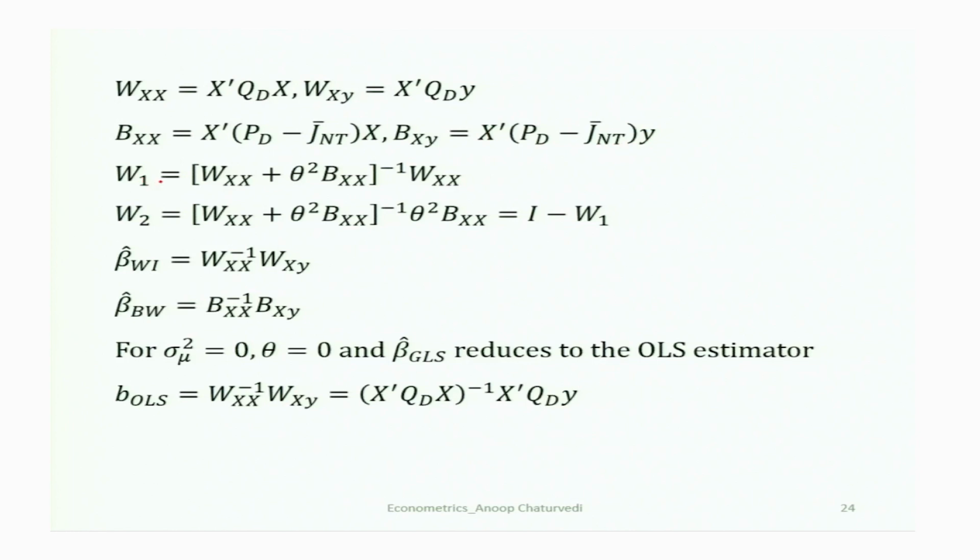And then W1 is equal to (W_xx plus theta square B_xx) whole inverse W_xx, and W2 is equal to (W_xx plus theta square B_xx) whole inverse theta square B_xx. And in fact, you can easily verify that W2 is equal to I minus W1. Say if you take W1 plus W2, then W1 plus W2 is the identity matrix. You can easily verify it.